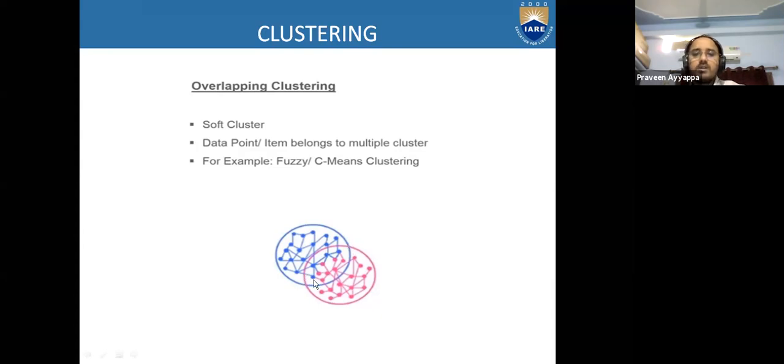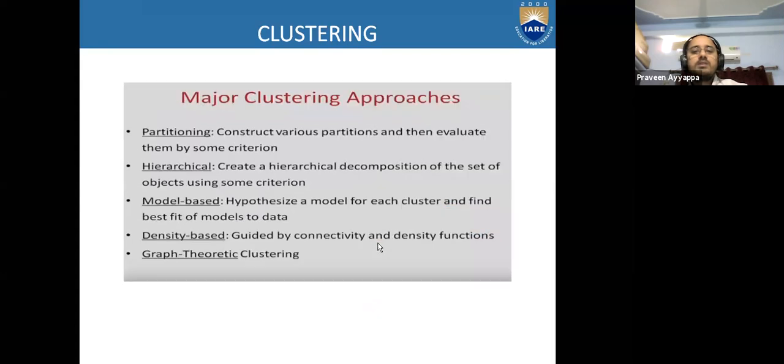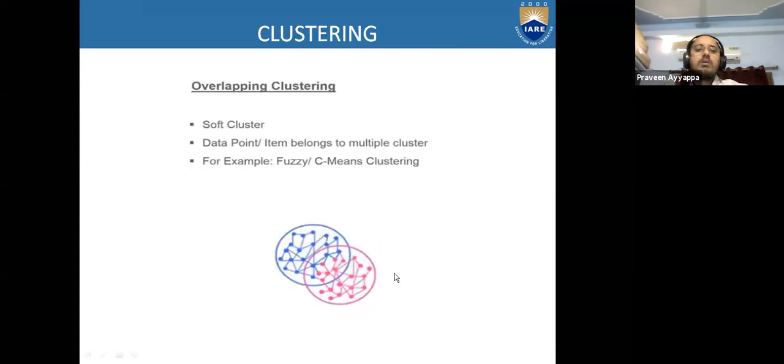So when this sort of overlapping happens, what sort of algorithm needs to be applied in order to make them form into a particular cluster? This is called fuzzy clustering or C-means clustering, because in the term fuzzy, we don't find the exact result, as we have seen with k-means clustering, where you get a result either in the form of a 0 or in the form of 1.